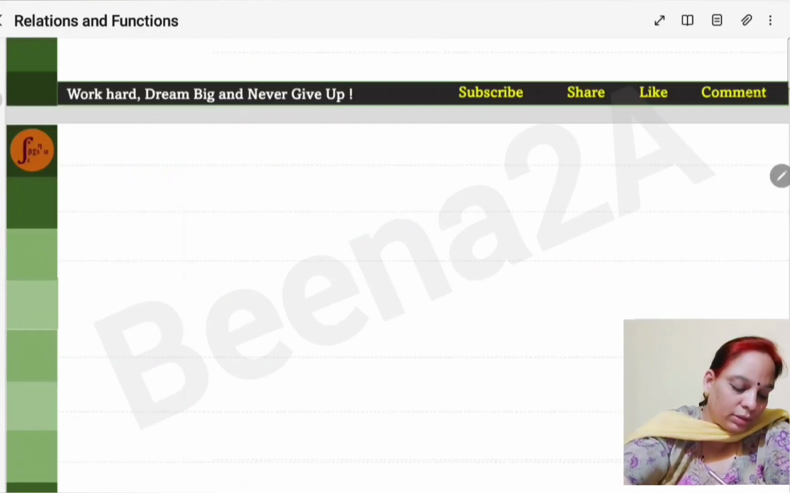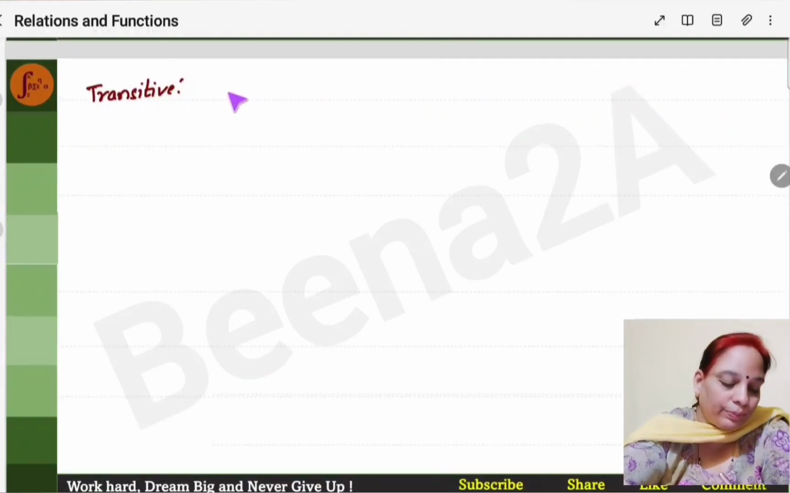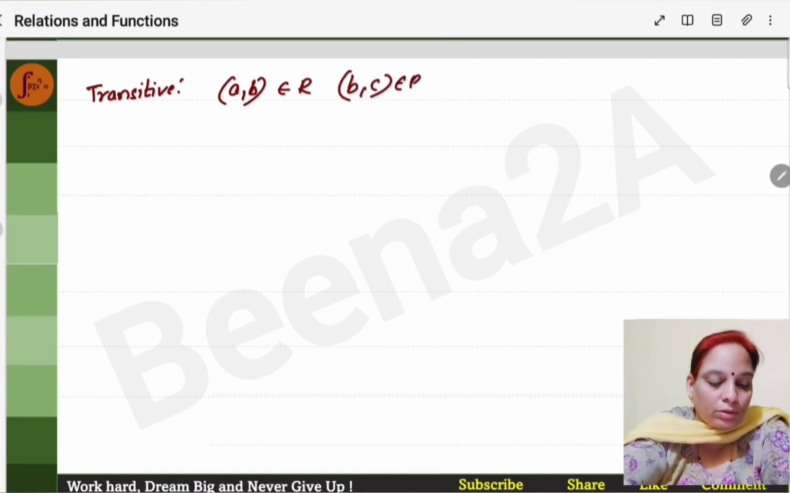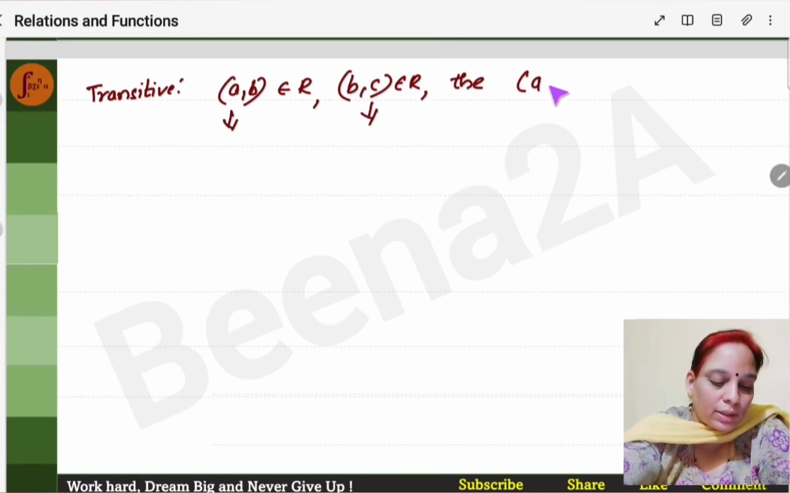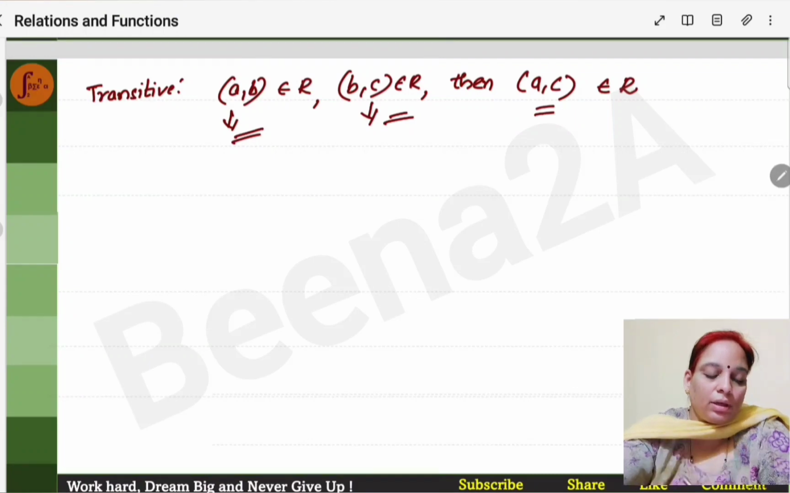The next one is transitive. What is the condition for transitive? If (A, B) belongs to R and (B, C) belongs to R, then it implies that the first element and the fourth element, that is (A, C), belongs to R. Now we should check if this condition is applicable.